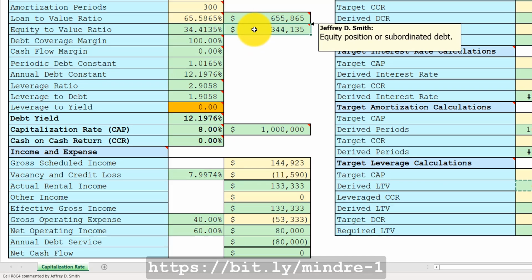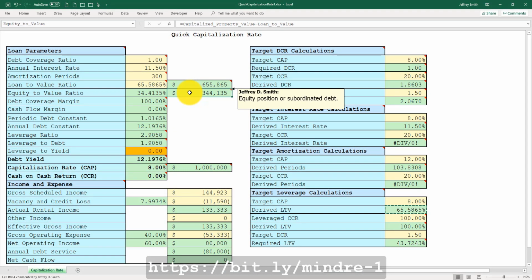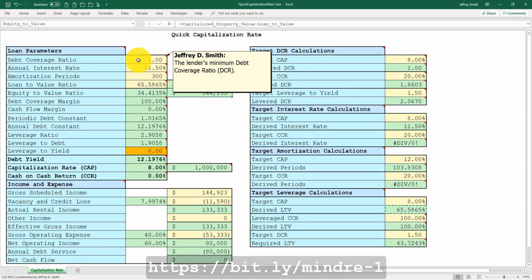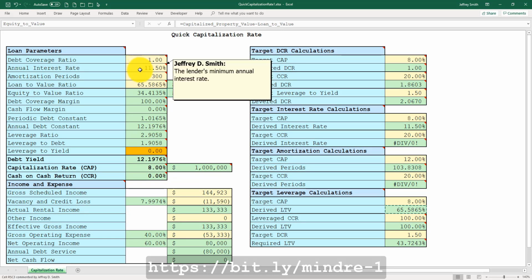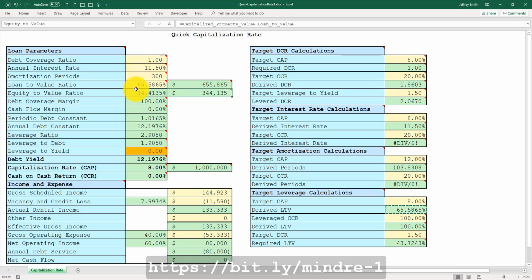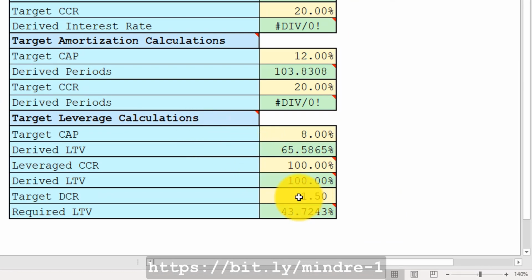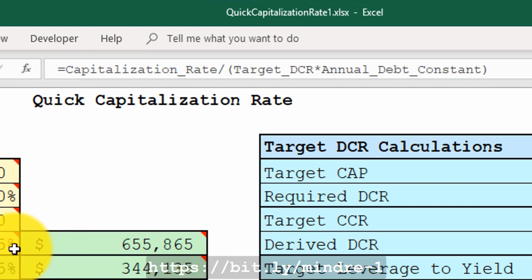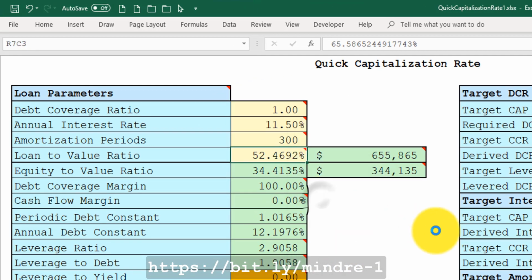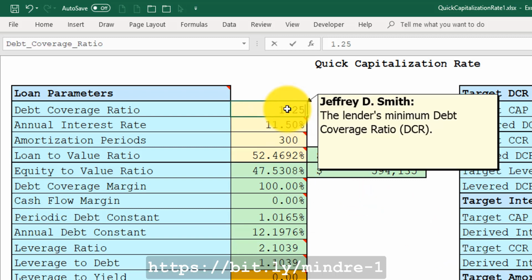What would it take for the borrower to achieve a debt coverage ratio of 1.25 with this interest rate, this amortization period? What would be the loan to value ratio? Well, we come down here, plug in 1.25, and the loan to value ratio would have to be all the way down to 52.47%. Plug it in, and 1.25 debt coverage ratio.